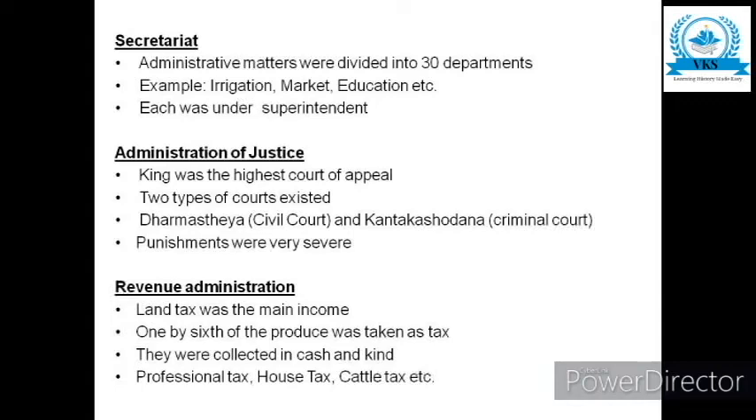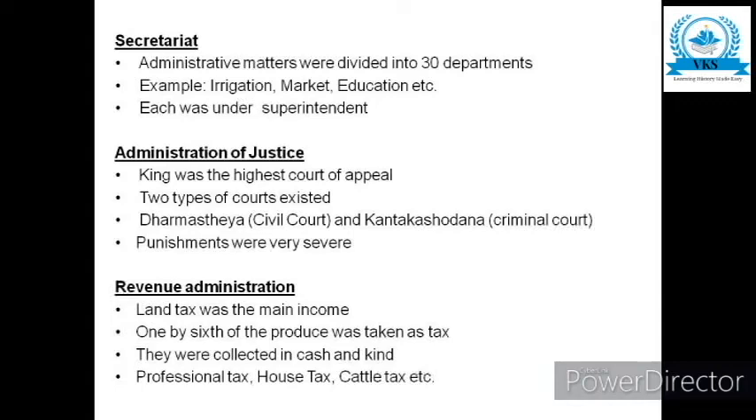So administration of justice, king was the highest court of appeal. Two types of courts existed in Mauryan period. This point is a very important 2-mark question also. Name the two types of courts which existed in Mauryan period. One is Dharmastheya, civil court. Next is Kantakashodhana, criminal court. The punishments were very severe. So that much we write about administration of justice.